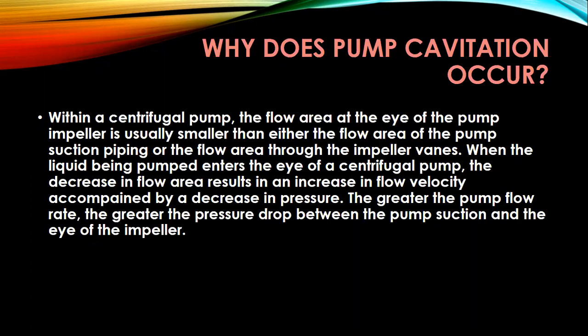But what about its formation process, how is it formed and why does this problem occur in a centrifugal pump? Within a centrifugal pump, the flow area at the eye of the pump impeller is usually smaller than either the flow area of the pump suction piping or the flow area through the impeller vanes. When liquid being pumped enters the eye of a centrifugal pump, the decrease in flow area results in an increase in flow velocity accompanied by a decrease in pressure. The greater the pump flow rate, the greater the pressure drop between the pump suction and the eye of the impeller.